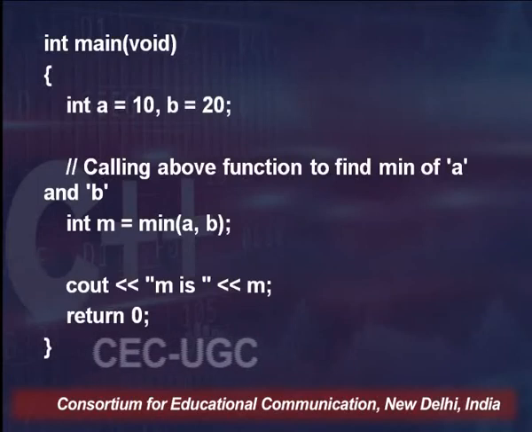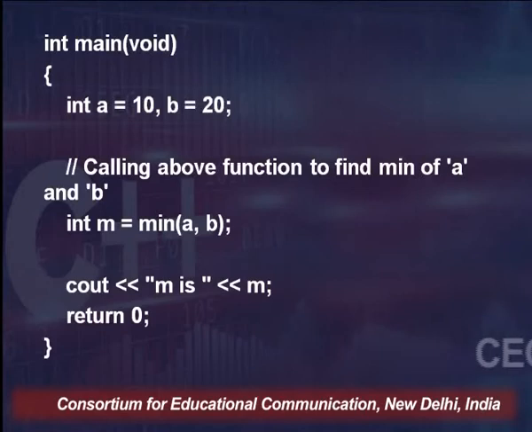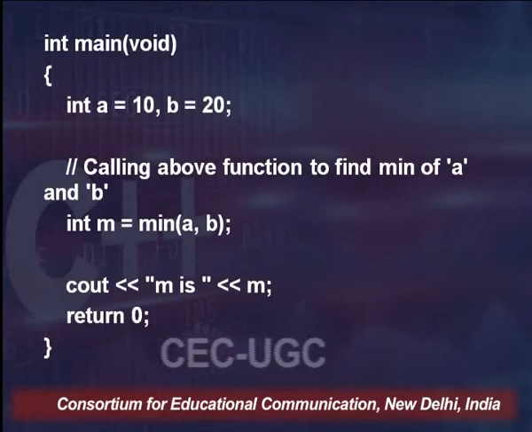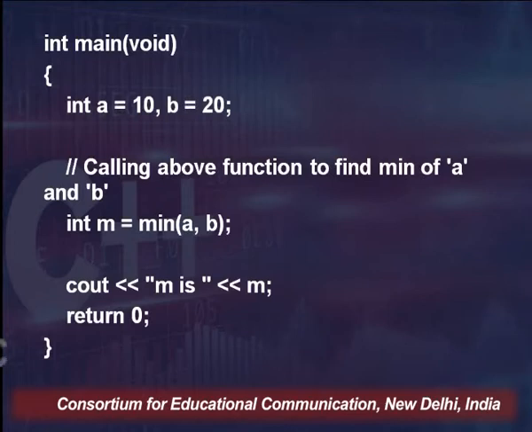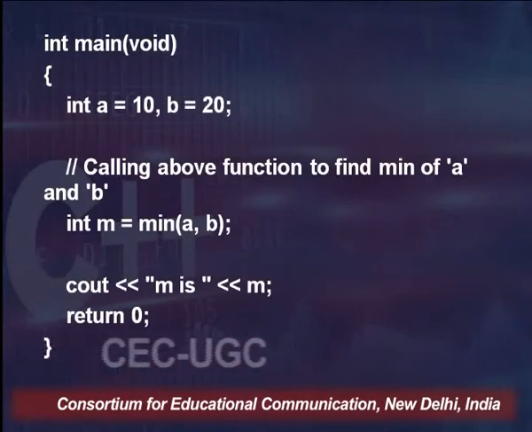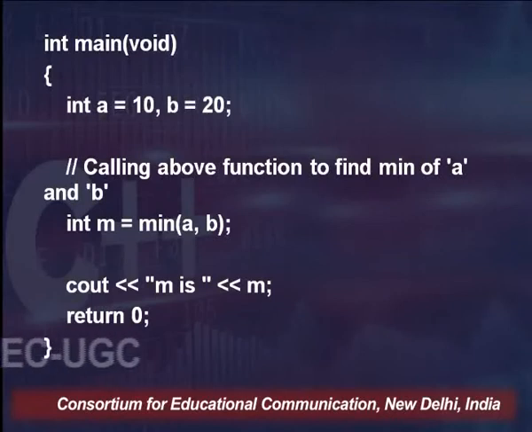So basically in the line int m equals min a comma b, what are we doing? We are actually calling that min function which we have already written, and with that call I am going to pass two parameters, a and b, both of type integer, into the min function. Now when we call this min function, the control will go to the code of the min function, that code will be executed, and whatever return value is calculated will be assigned to m.